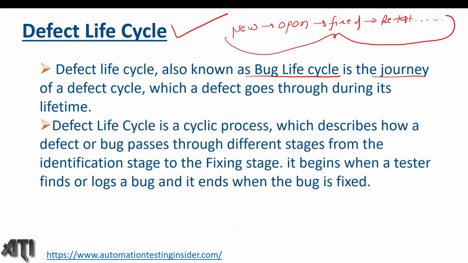So defect life cycle is a cyclic process which describes how a defect or bug passes through different stages, from the identification of the defect stage to the fixing stage. It begins when a tester finds or logs a bug, and it ends when the bug is fixed. So this is nothing but the defect life cycle, guys. So it goes through various stages in the cyclic process, from the identification of the defect to the fixing of the defect. Now let's talk about defect life cycle in detail, like what are the various status of a defect.